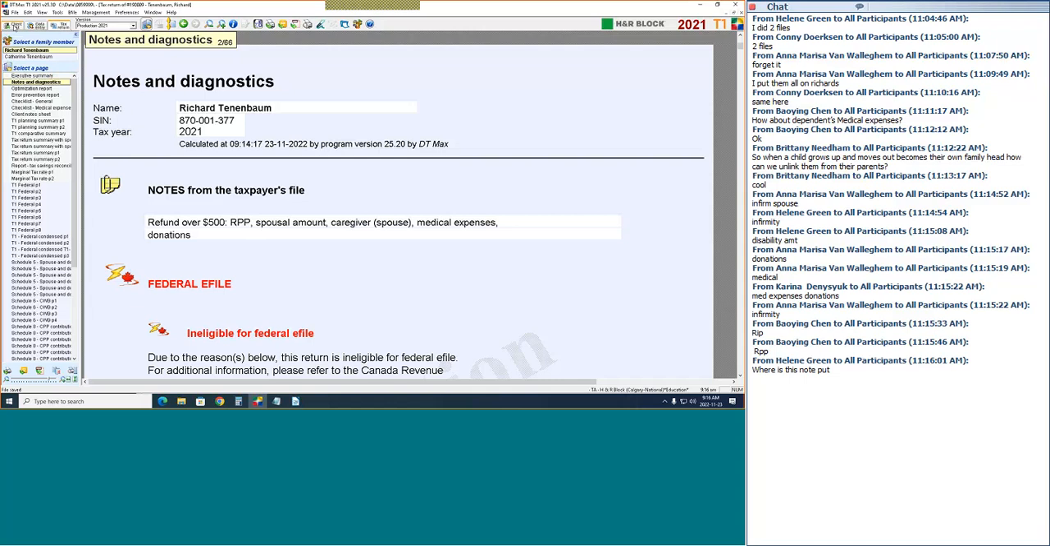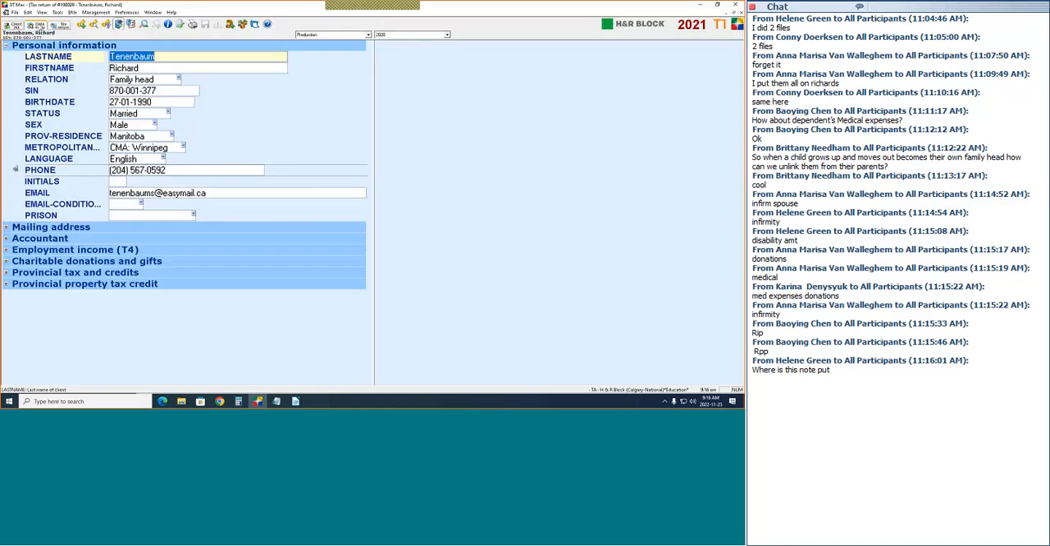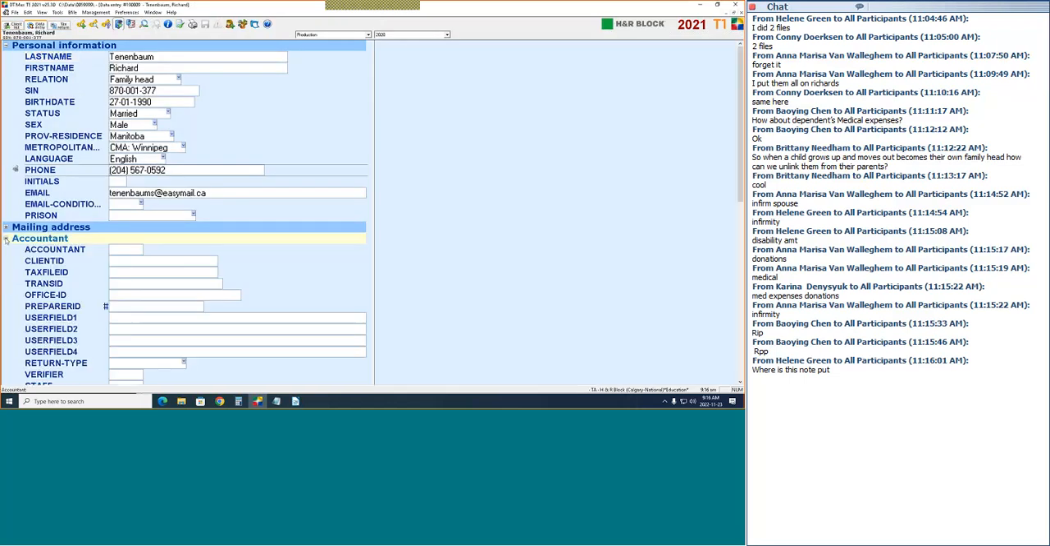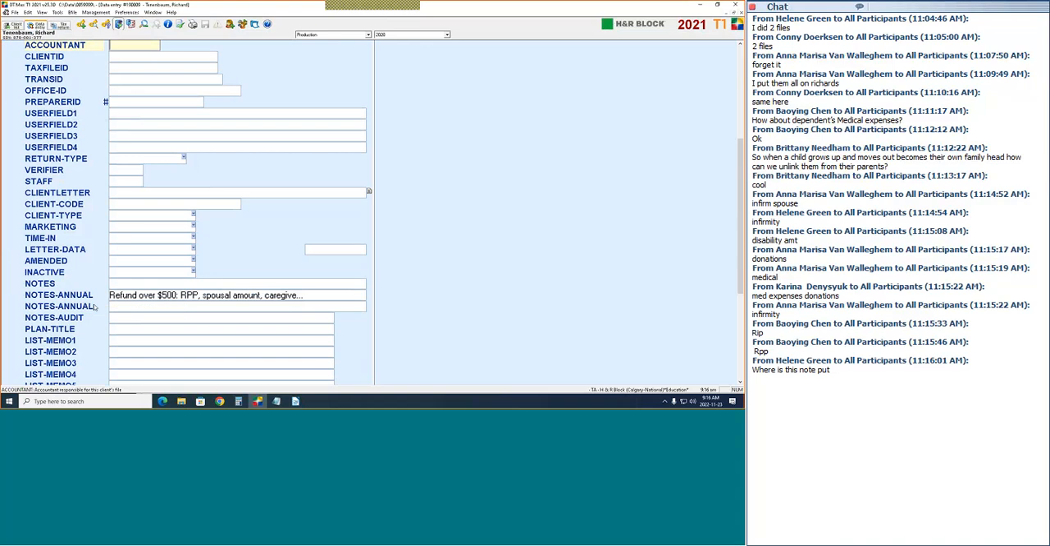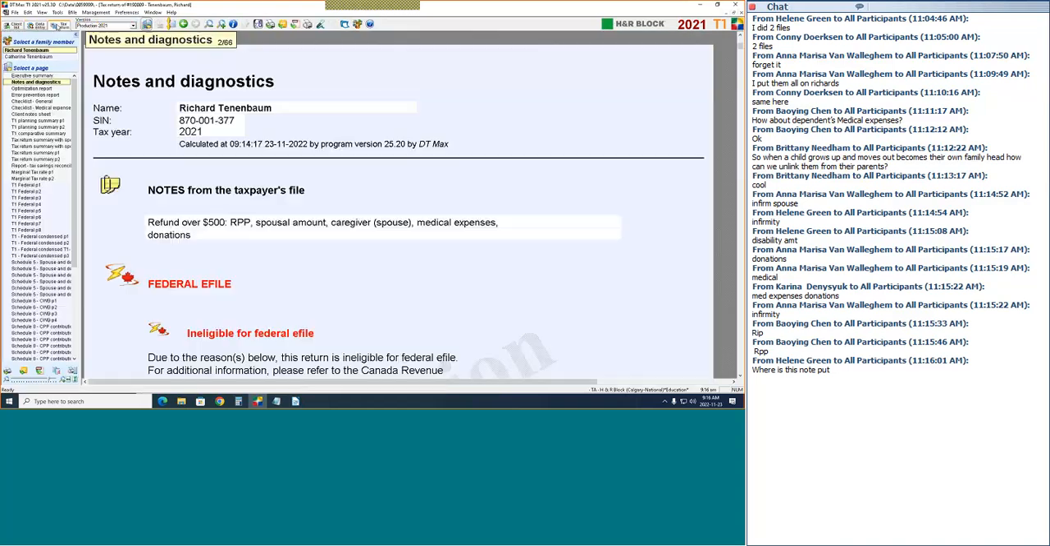Helene, where's the note put? I will use data entry notes annual for that. So if I went in and I found my notes section, I'm going to have notes dash annual. That will put it on the top of my notes and diagnostics, but just connect it to the 2021 tax year. That means I'm not going to see it next year when I open it because it's not relevant to the 2022 return, but it's going to be there if I have to go back and explain the refund later.